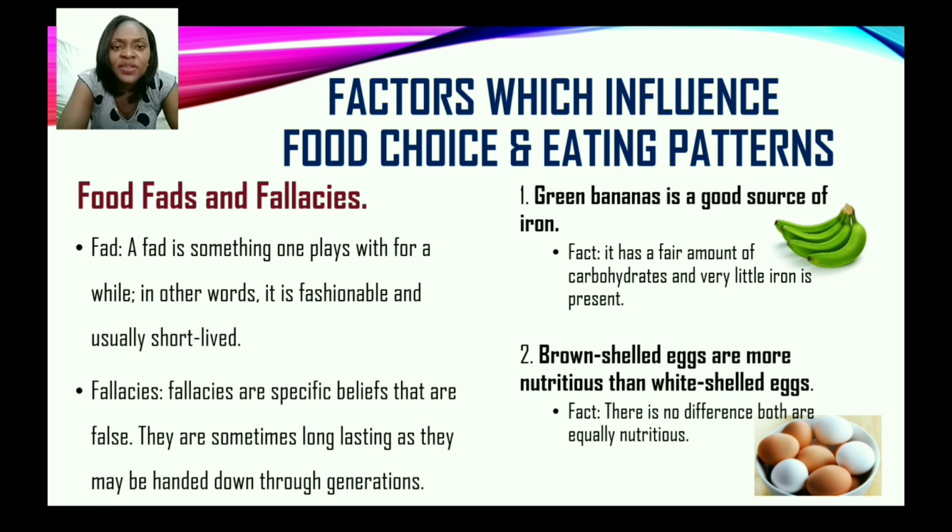So you may find out that fads and fallacies influence the food choices. So persons may be eating a lot of banana because they hear that they may be anemic and they heard that it is rich in iron, where it is not so. It may have some traces of iron, but not a rich source. It is rich in carbohydrates.